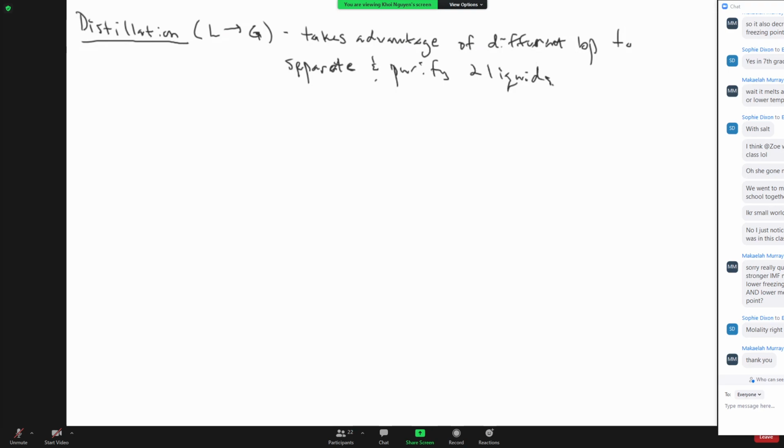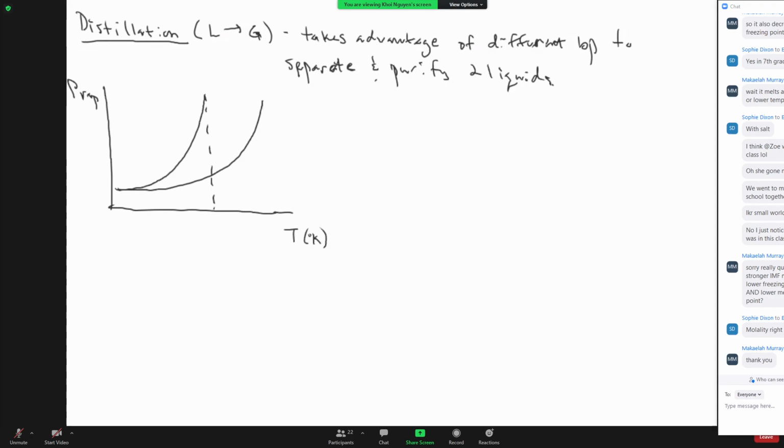So if we know that we have two different types of vaporization curves, given our vapor pressure, this is temperature in Kelvin. This is the boiling point for molecule A. This is P vapor of A. This is P vapor of B. And this is the boiling point of B.